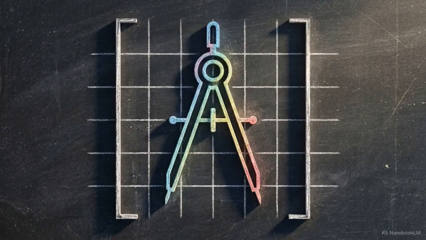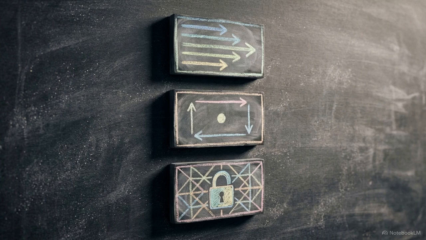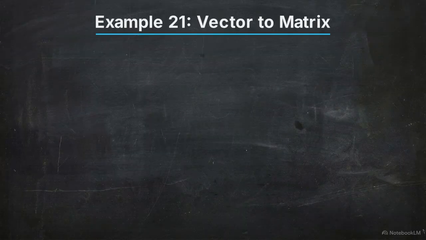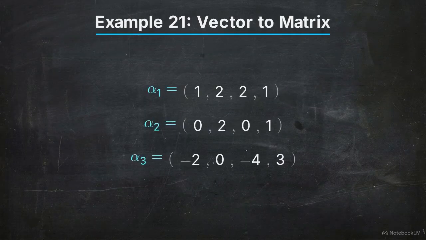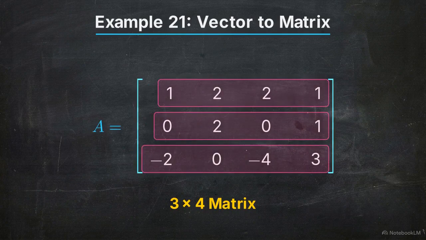We can apply these theorems to the concrete computations found in section 2.6. We need to answer three questions. Are these vectors linearly independent? Does an arbitrary vector lie in their span? And how do we describe the subspace's constraints? We'll use the data from example 21, a set of three vectors in a four-dimensional space. Stacking them horizontally gives us our 3x4 matrix A.